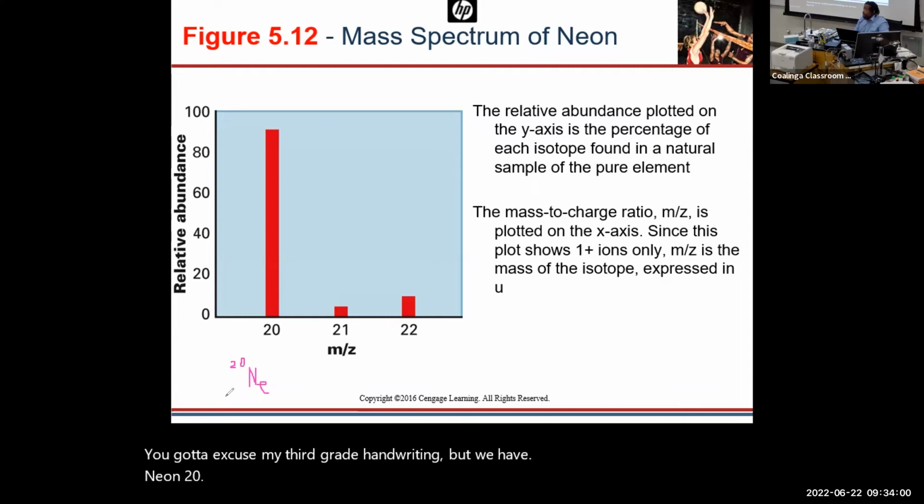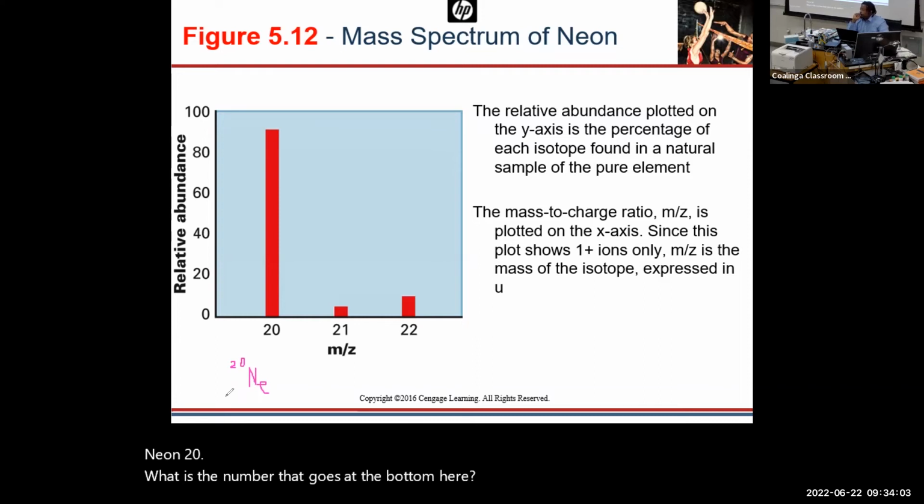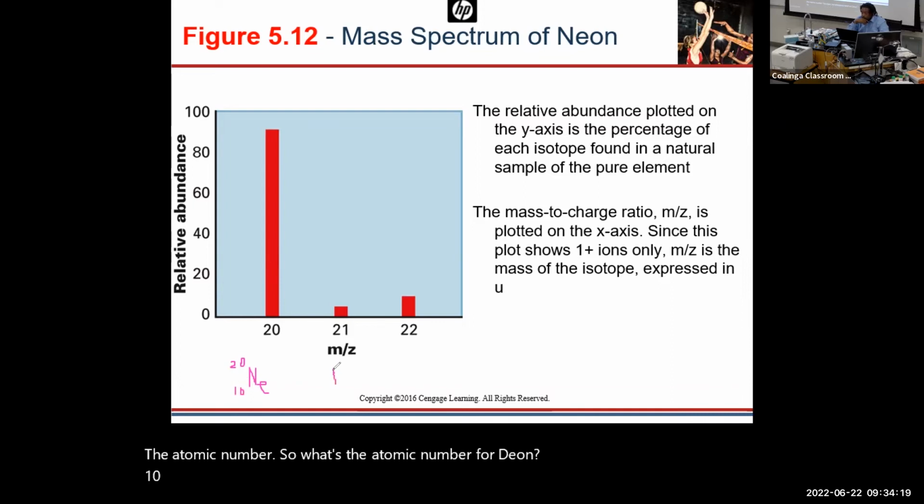What is the number that goes at the bottom here? Is it the top? The atomic number, so what's the atomic number for neon? We have neon 21. And we have neon 22.